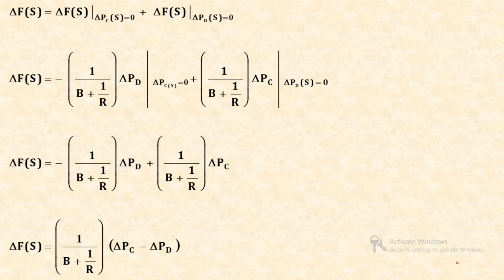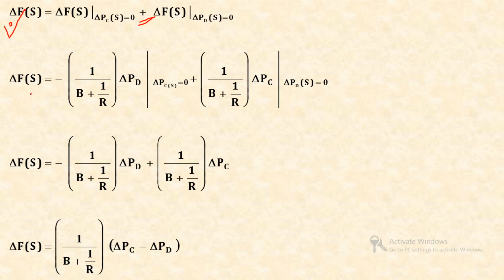Now, we have to find out the final value of delta F, because till now we have found the value of delta F for individual input. Now, it is time to find out the final value of delta F with the addition of delta F for each individual input, or we can say the final value by the superposition theorem.